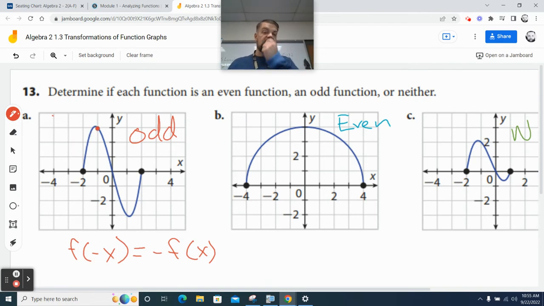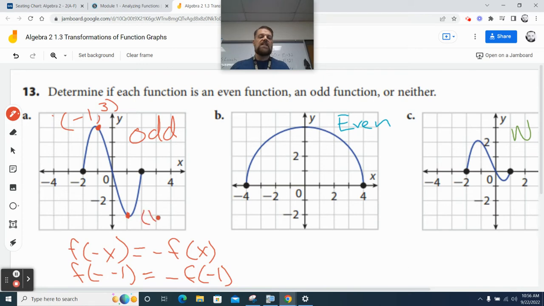All right, so let's look at this. This value here is about -1 comma, I would say probably +3 roughly, approximately. So now what they're saying is, what is the x value? So if I say f of -1 should be equal to negative f of -1. Okay? So that would mean that I should have a -3 down here. That's what it means.